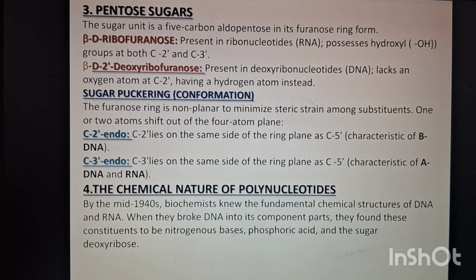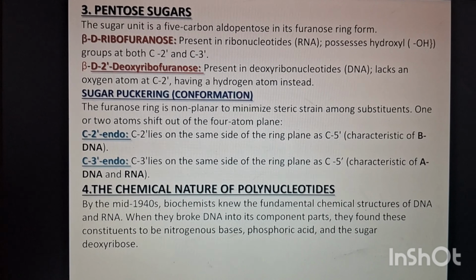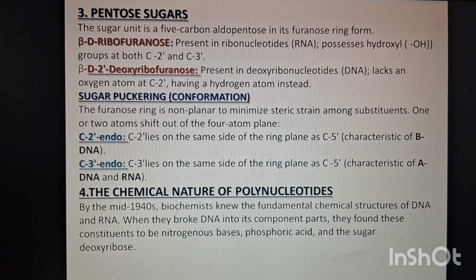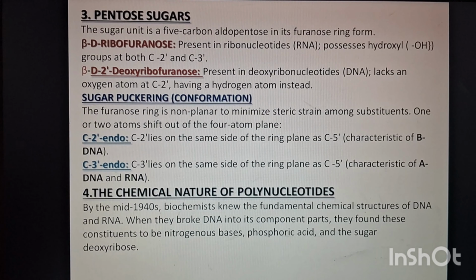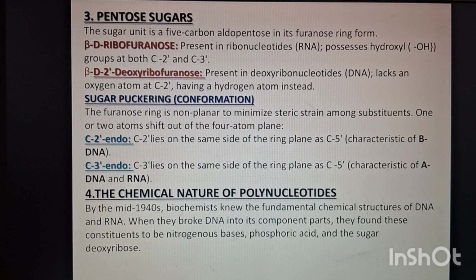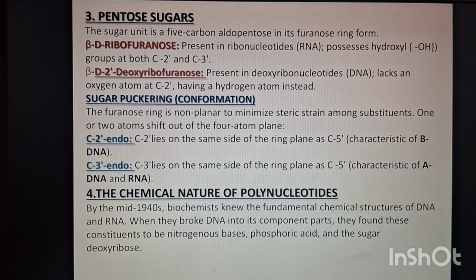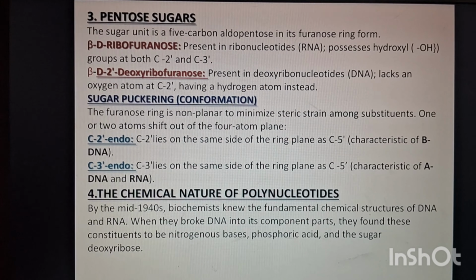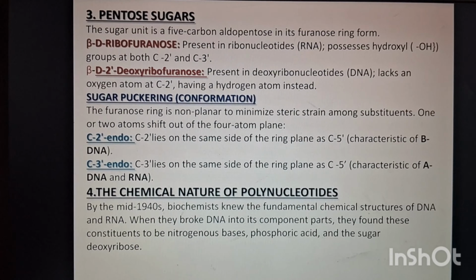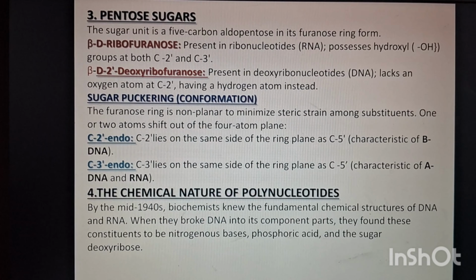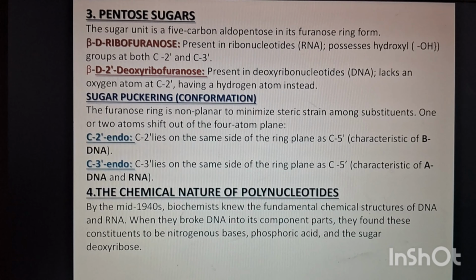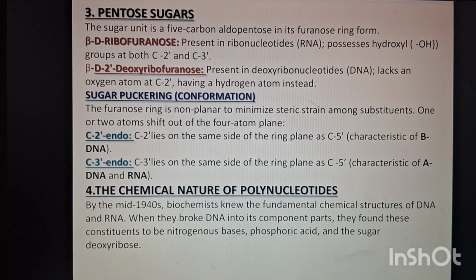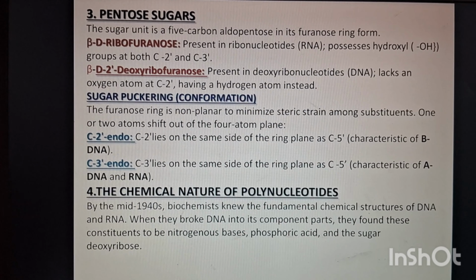Next, sugar puckering or sugar conformation. The furanose ring is nonplanar to minimize steric strain among substituents. 1 or 2 atoms shift out of the 4-atom plane. Next, C2' endo. C2' lies on the same side of the ring plane as C5', a characteristic of B-DNA. Next, C3' endo. C3' lies on the same side of the ring plane as C5', which is a characteristic of A-DNA and RNA.